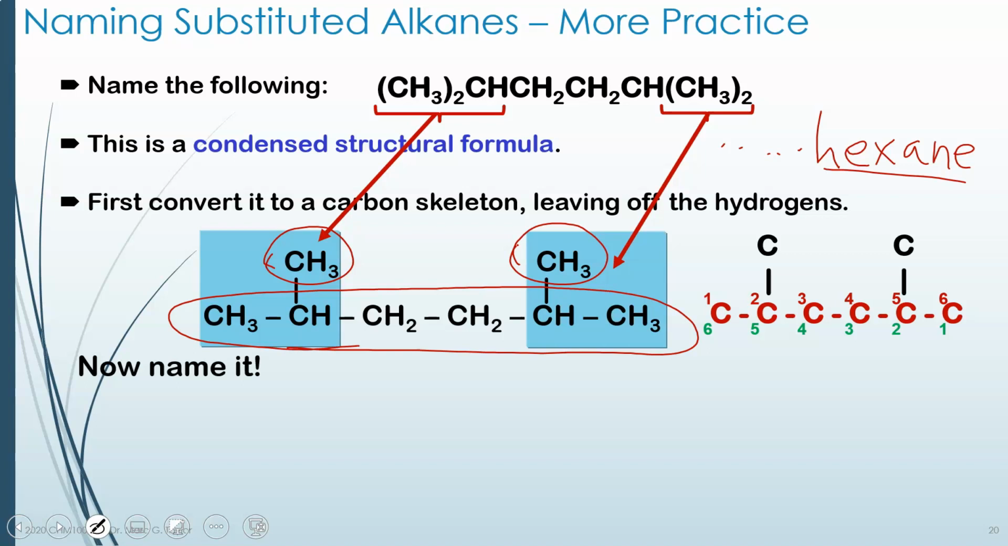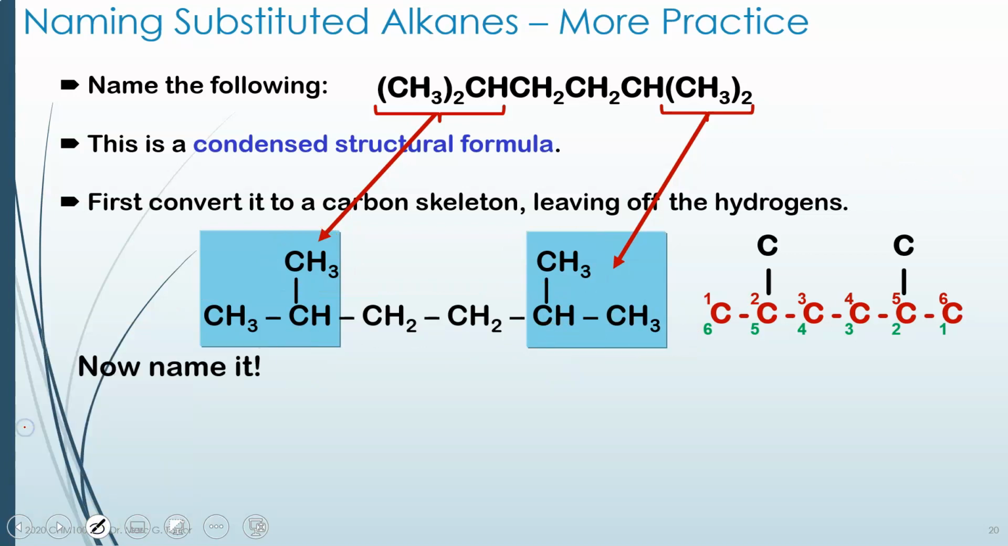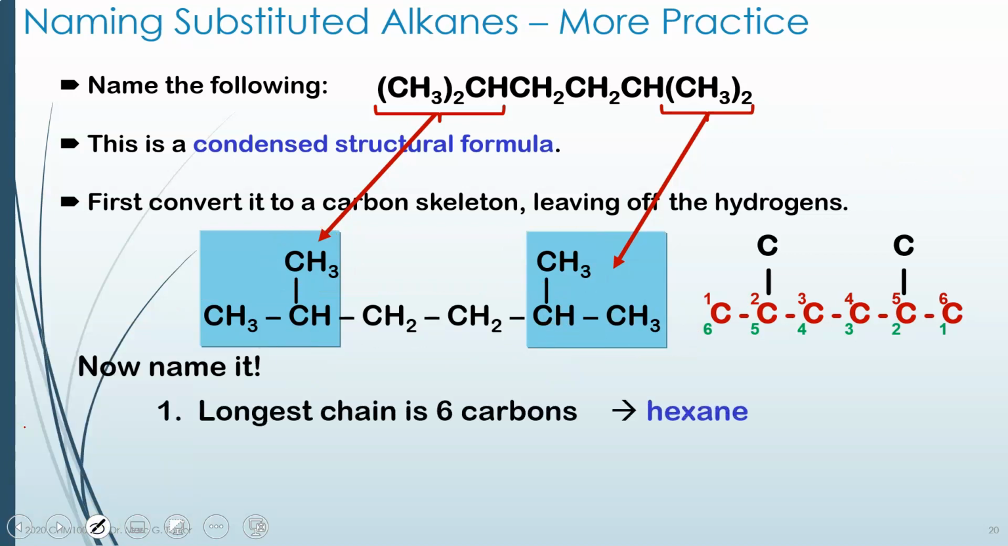And that methyl group is attached to, if we use the red numbering system, the 2nd carbon and the 5th carbon. But interestingly enough, because this molecule is symmetrical, if we use the green numbering system, we have a methyl group attached to the 2 carbon and the 5 carbon, which is exactly the same. So it really doesn't matter which numbering system we use in this case. So we now know it's 6 carbons, so it's a hexane.